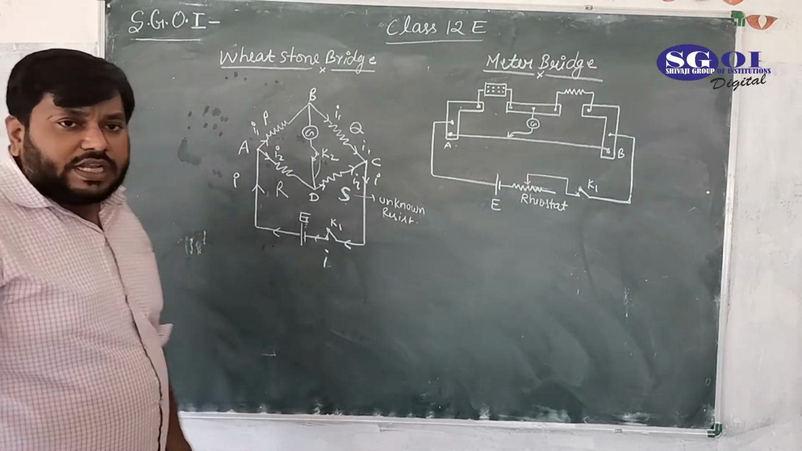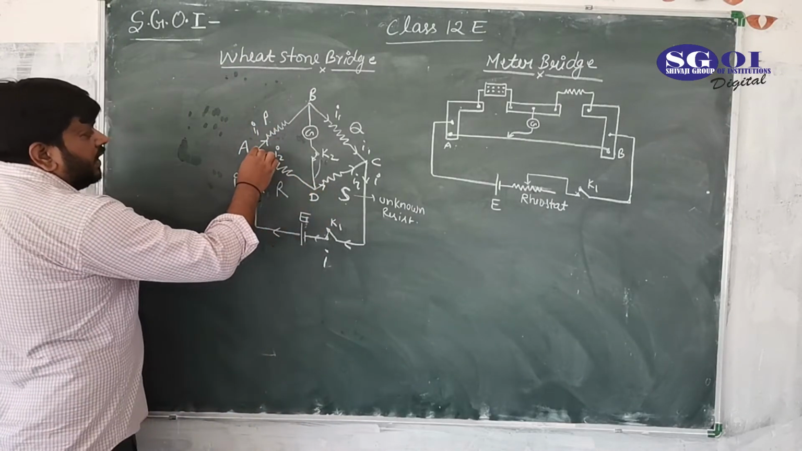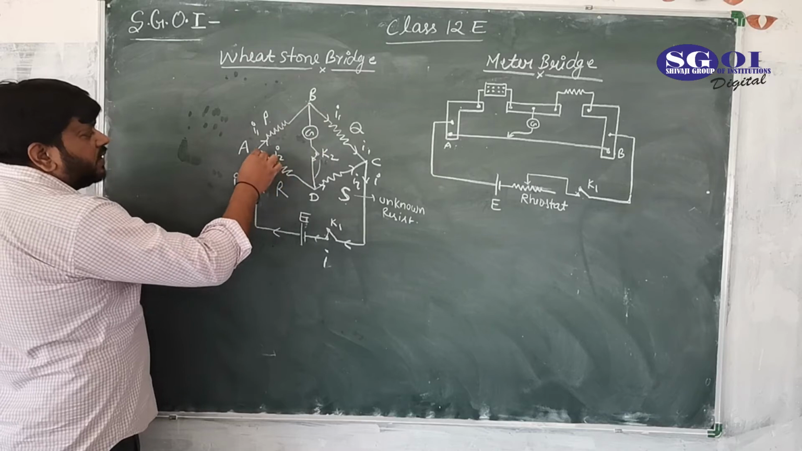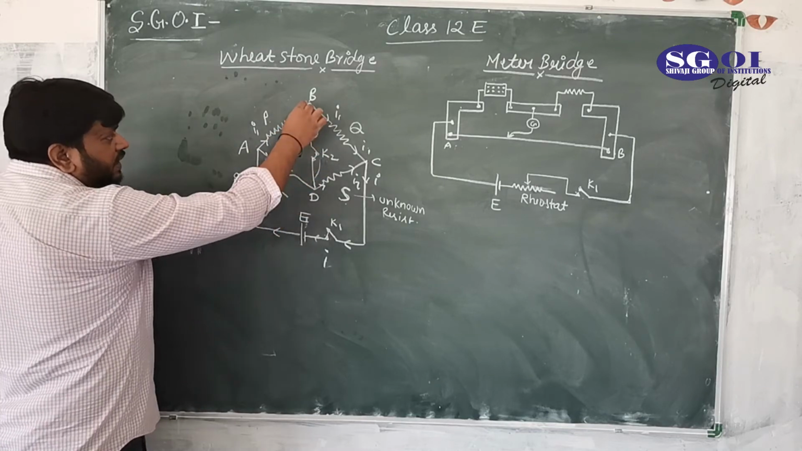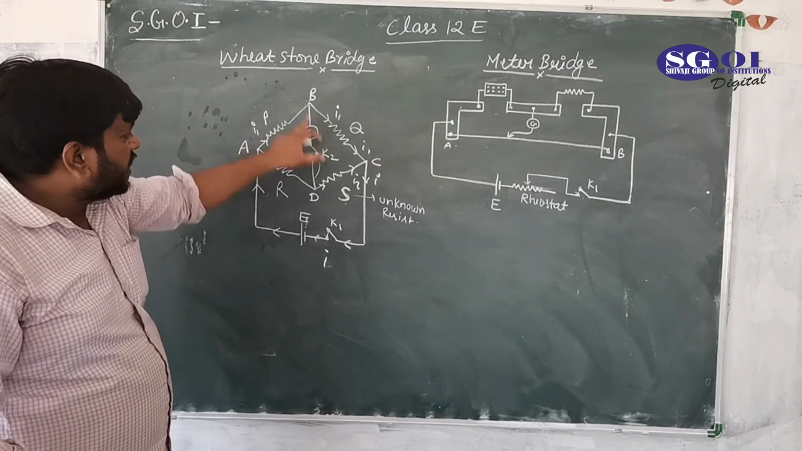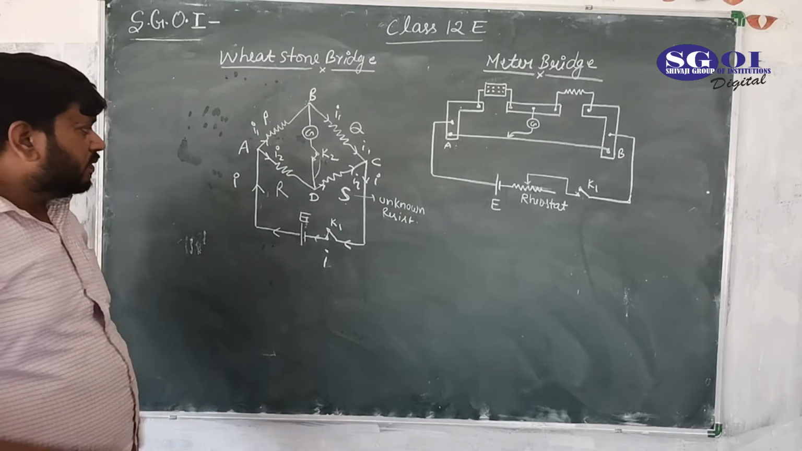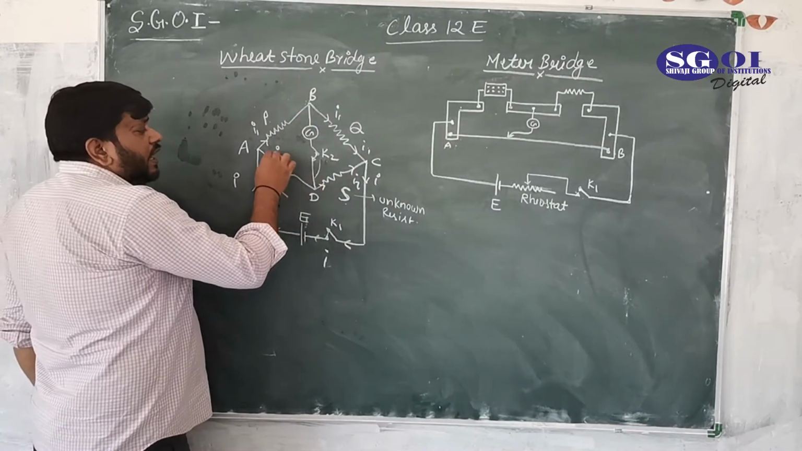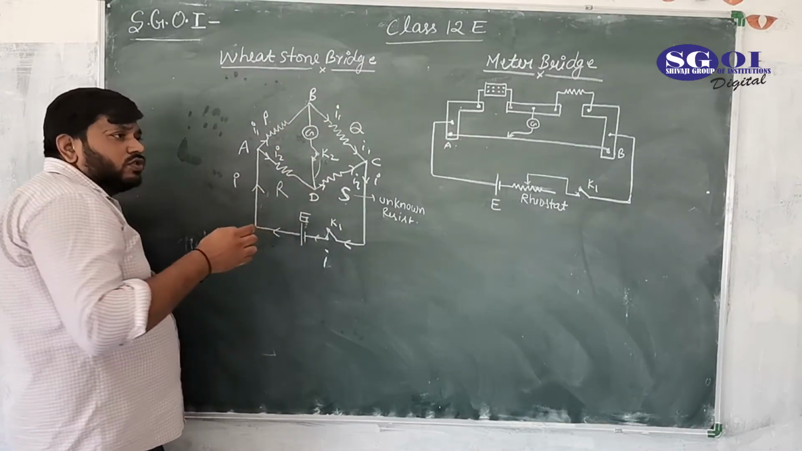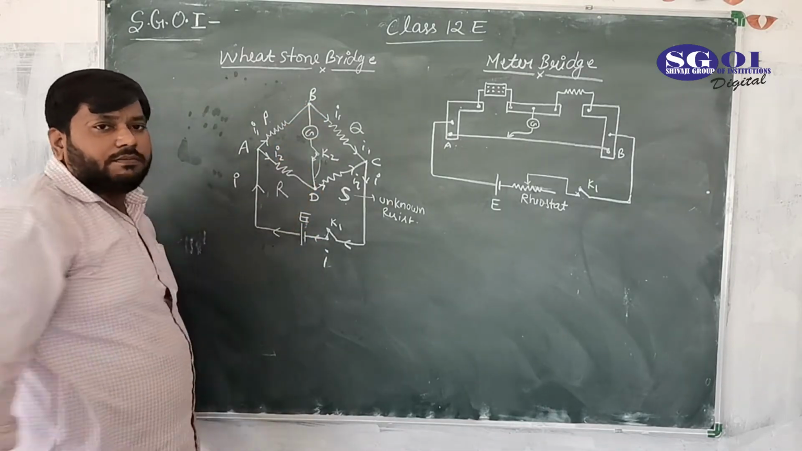So let's apply KVL. We are seeing here that in the balanced situation there is no current in this arm, but the circuit is closed. You are seeing here that when you press the key, this circuit is closed. So why is current not flowing in this? The circuit is closed, but the potential at this point and this point is the same.